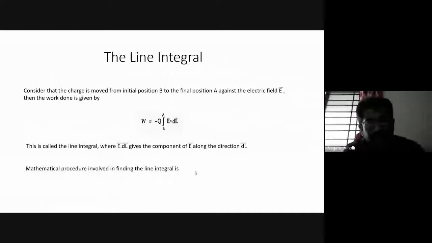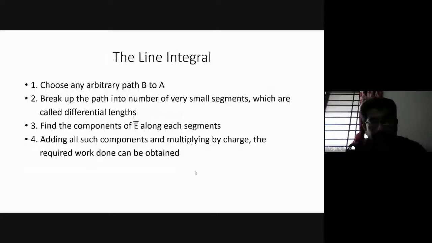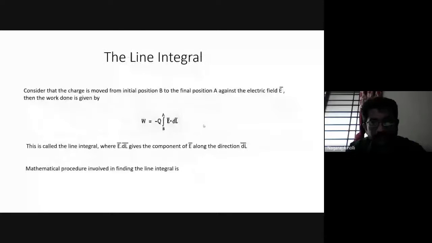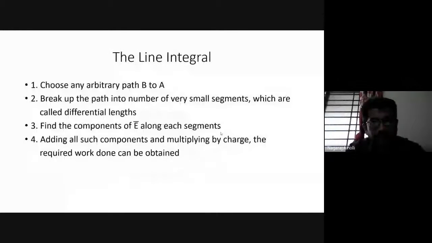Under the line integral, E bar dot dl bar gives the component of E bar along the direction dl bar. We have a certain mathematical procedure for finding this line integral. Let us see what that procedure is. Choose some arbitrary path from B to A. If we want to calculate this line integral, we adopt a certain procedure. Choose some path between B and A.